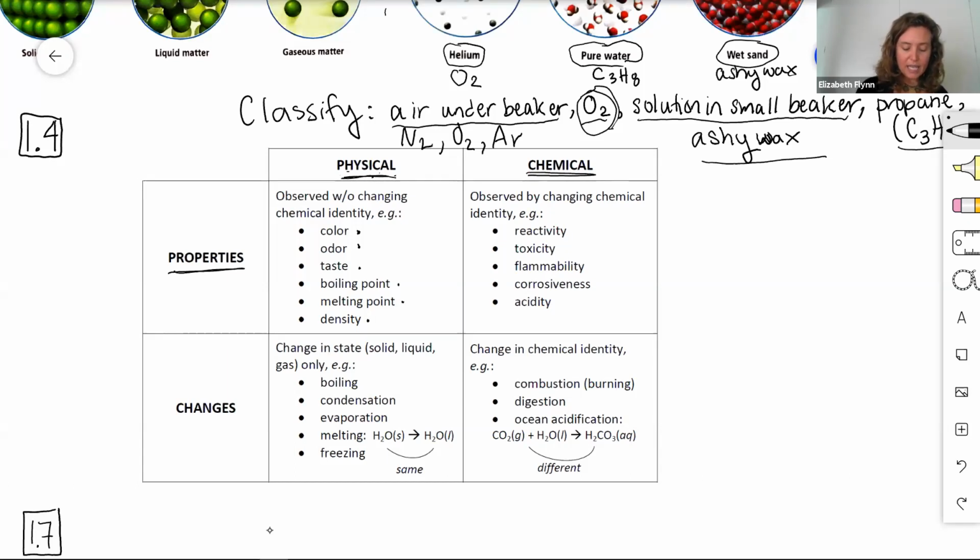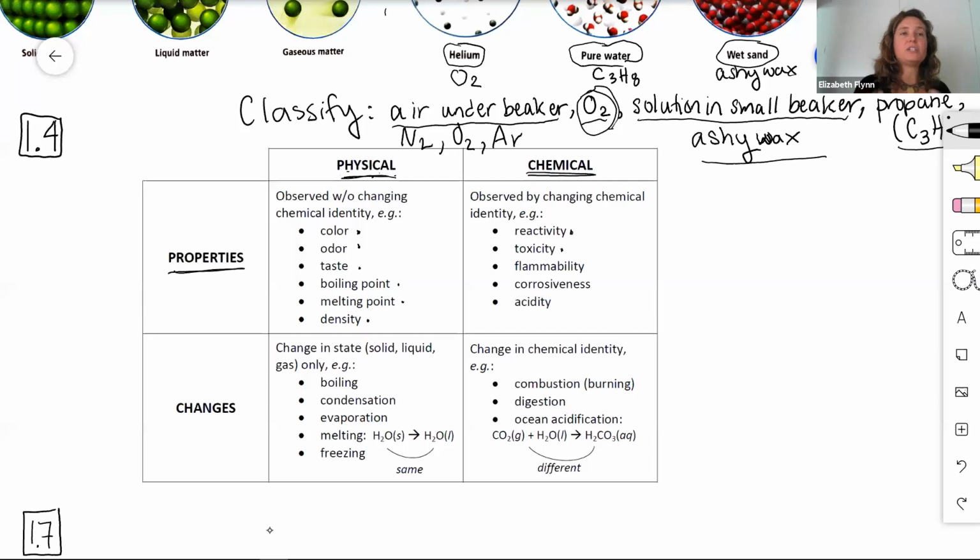Whereas a chemical property over here, such as reactivity, well, that substance actually has to react and turn into something new in order to see if it's reactive or not, right? So that would be changing the chemical composition. Another chemical property is something like toxicity, where an organism has to either ingest or come into contact with that substance to see whether it's toxic or not.